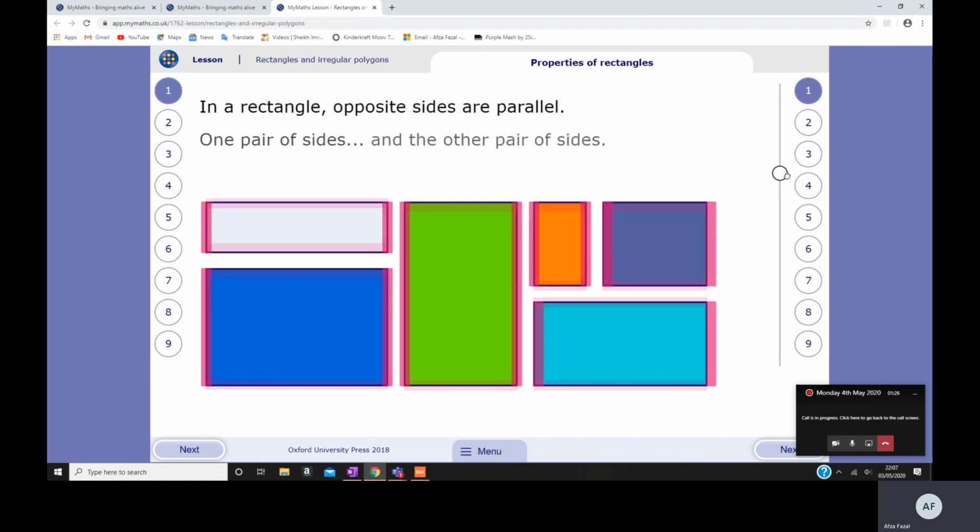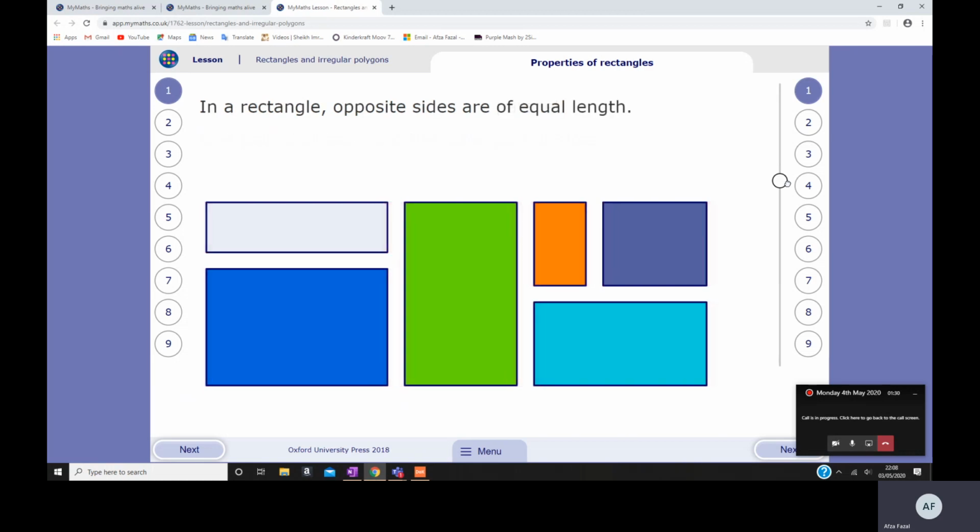In a rectangle, opposite sides are parallel, one pair of sides and the other pair of sides. And the opposite sides are of equal length. So for example, in this green rectangle, if this side's 4 centimeters, the opposite side will be 4 centimeters. If this one's 10 centimeters, the opposite side would be 10 centimeters. The same for this purple one. If this side's 5 centimeters, this one will be 5 centimeters. If that side's 6 centimeters, this side will be 6 centimeters.